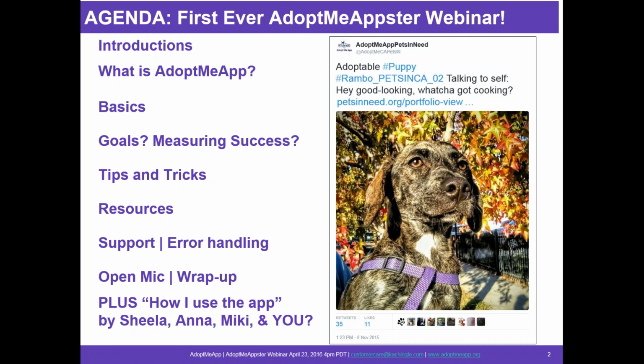What can I say that I liked? This is one from Pets in Need, and I like the way that the poster kind of jazzed it up. She obviously did a little bit of photo editing on this, and I thought it came out really cute. Talking to self, hey, good looking, what you got cooking? I thought that was cute. It did well in terms of traffic, although that isn't always the goal. Any questions or comments?